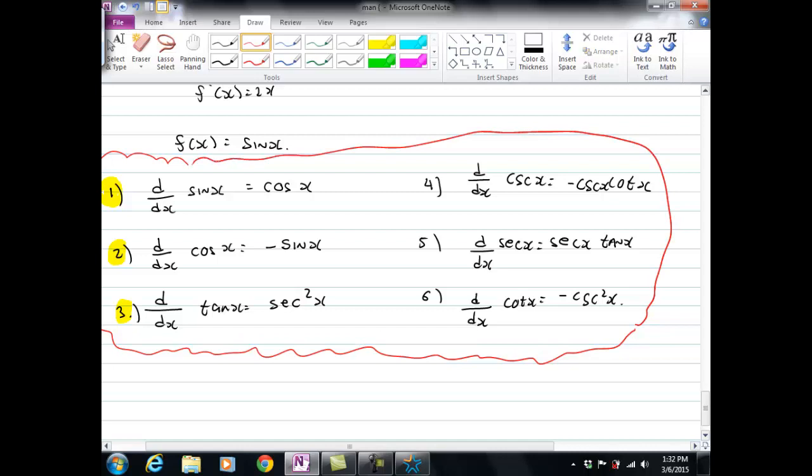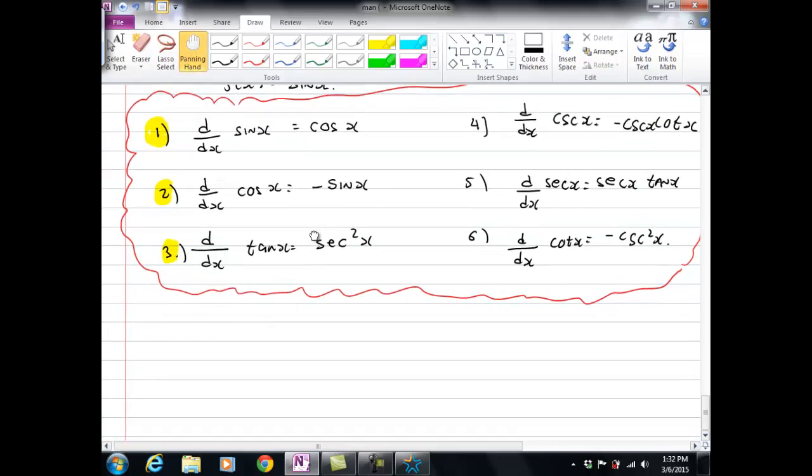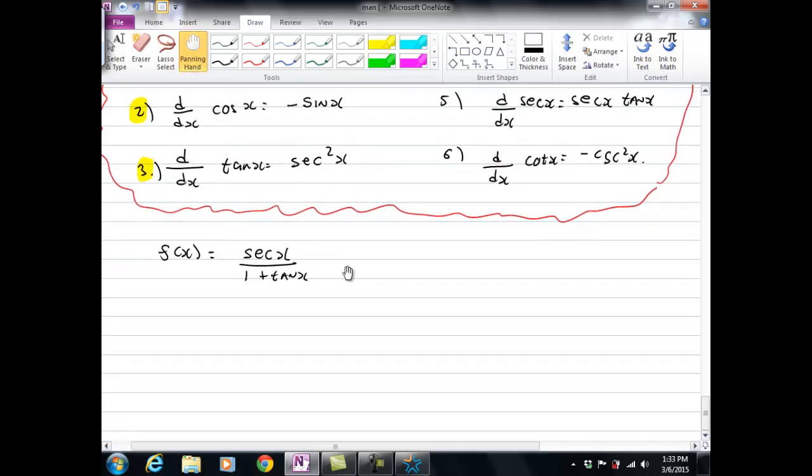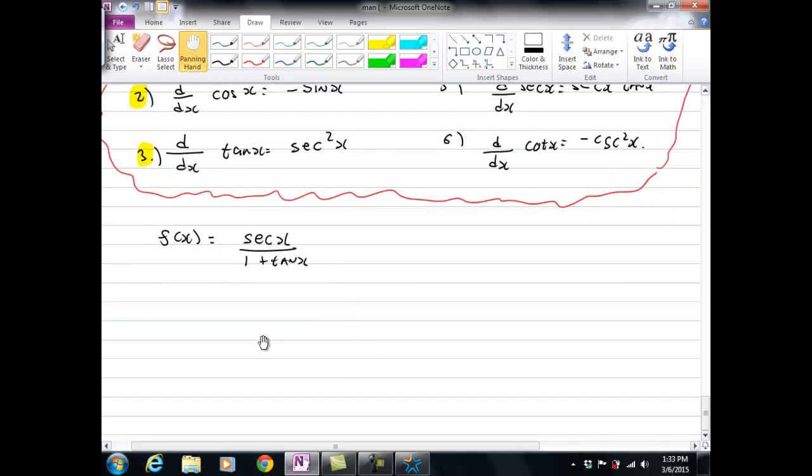I'm going to give you one question, and that wraps it up for today. I'll start off easy. f of x equals, I lied, I'll start off insane. Secant x over 1 plus tan x. Find the derivative of that.